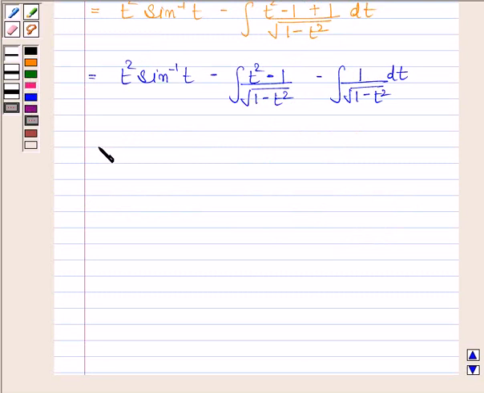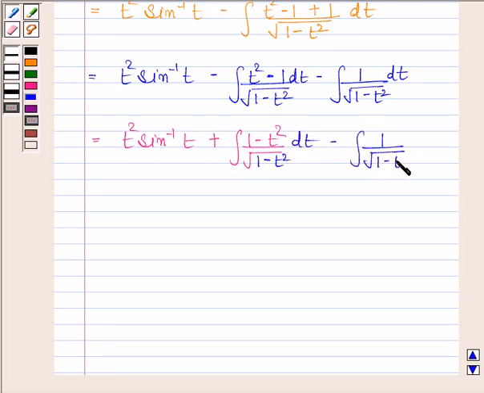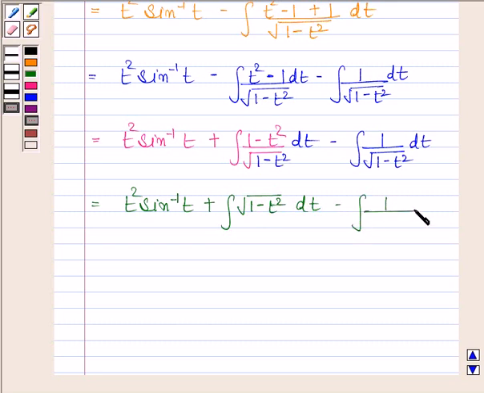And this is equal to t square sine inverse t. Taking minus common from the numerator, we get plus (1 minus t square) by square root of 1 minus t square dt minus integral 1 by square root of 1 minus t square with respect to t. Now this is equal to t square sine inverse t plus integral square root of 1 minus t square with respect to t minus integral 1 by square root of 1 minus t square dt.